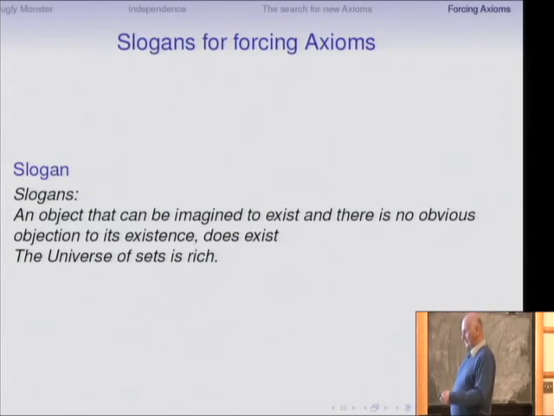Now, it's not that simple. The issue is, how do you formalize what it means to imagine to exist? What counts as an obvious objection to its existence? What do you mean by that? Okay, so let me be a little bit more technical for a minute. In some sense, it's a crash course about forcing.